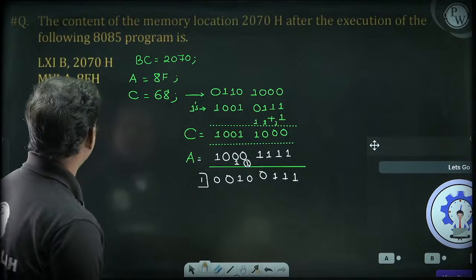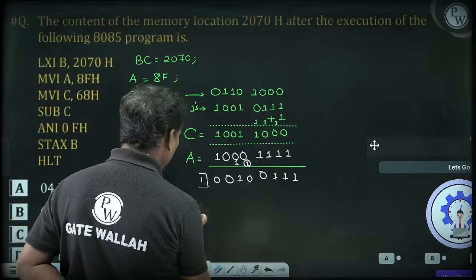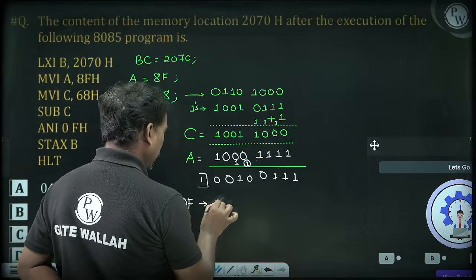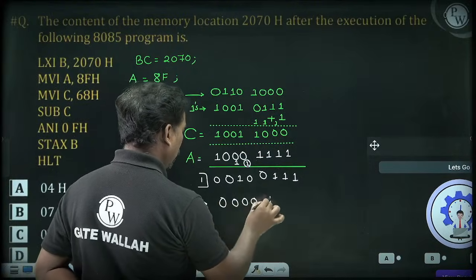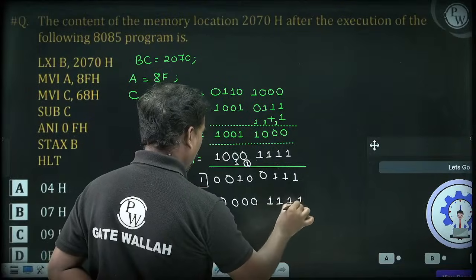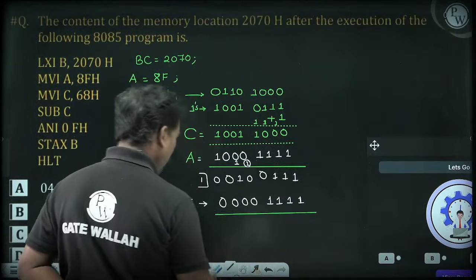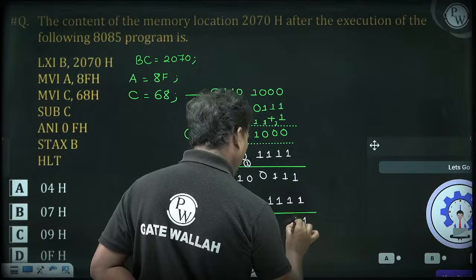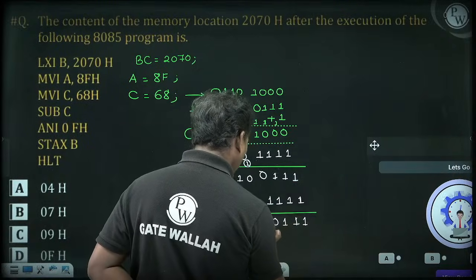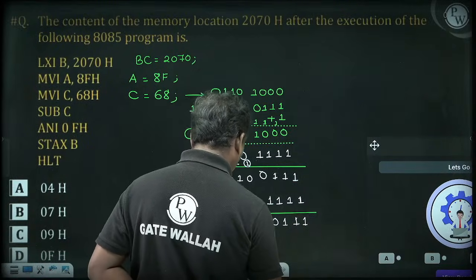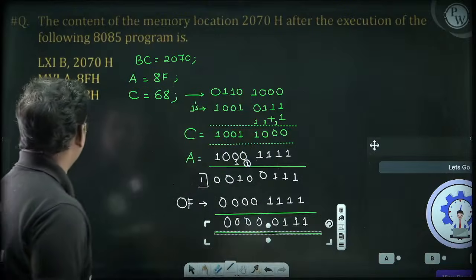After that you are doing ANI 0F, that is 0 0 0 0 1 1 1 1. So now this will be 1, this will be 1, this will be 1, 0 0 0 0 0. So I am getting 07.